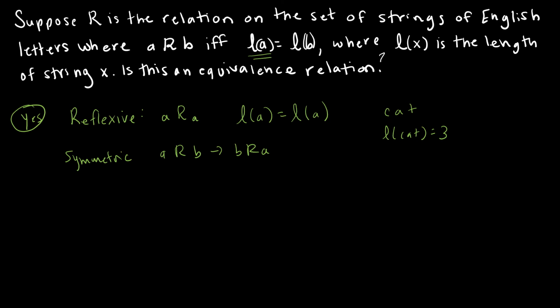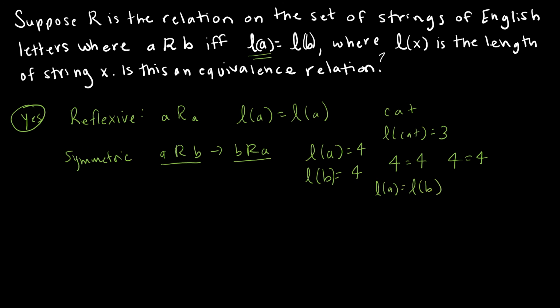So is that true? Okay, so again, let's say L of A is equal to 4. There's 4 letters. L of B is equal to 4, which means A is related to B. And then is it also true then that B must be related to A? Well, if 4 is equal to 4, then 4 must be equal to 4. So yes, because L of A is equal to L of B, and L of B is equal to L of A. It's always going to be true.